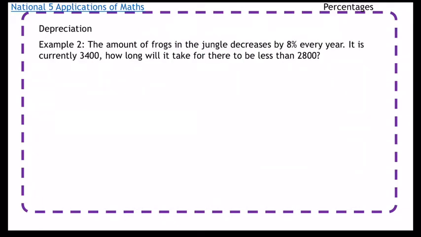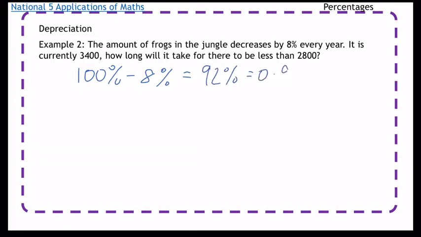Right, example of depreciation. So this is going to vary just slightly, and it's only in the first step really. So just read the question first, would be good. The amount of frogs in the jungle decreased by 8% every year is currently 3,400. How long will it take for there to be less than 2,800? So when it's depreciation, the only difference is you take away the percentage instead of adding it on. Okay, so whereas before we would add 8%, this time we're going to take it away.